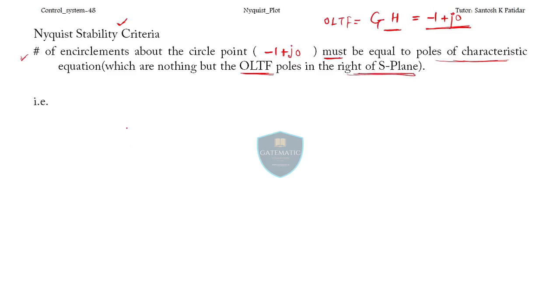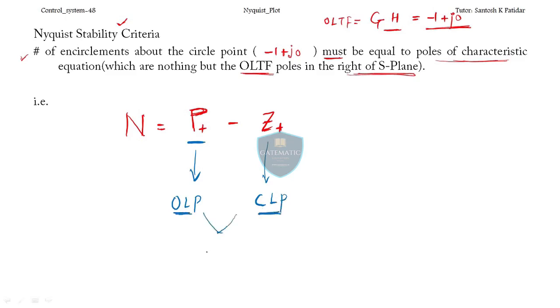The formula, again a very famous formula, is P plus minus Z plus. Listen carefully. This is the formula in which many students have confusion about what this P plus is and what this Z plus is. P plus is nothing but the open loop poles, and Z plus is nothing but the closed loop poles. Both are poles only, one is open loop poles, one is closed loop poles, and these two are in the RH of S plane.